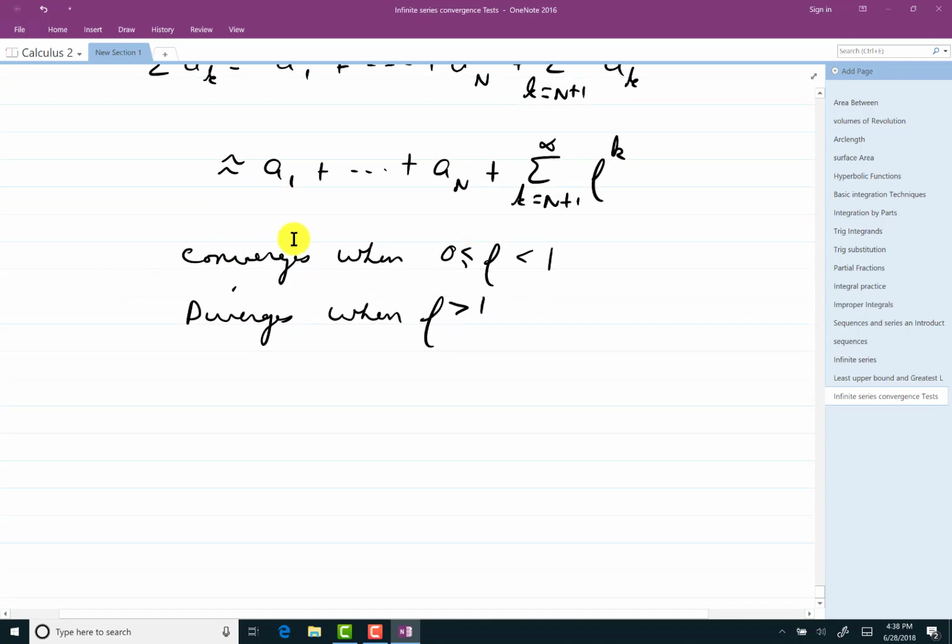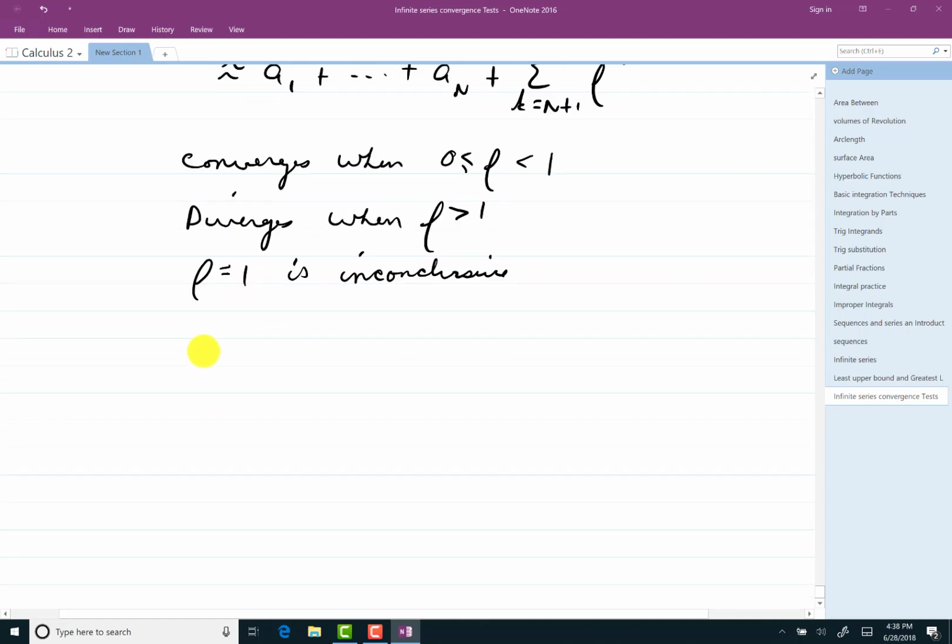And then, as before, when rho equals 1, we don't know how to add it up because we want to go 1 over 1 minus rho, and I can't plug that in. So rho equals 1 is inconclusive. Let's go ahead and take a look at some examples.